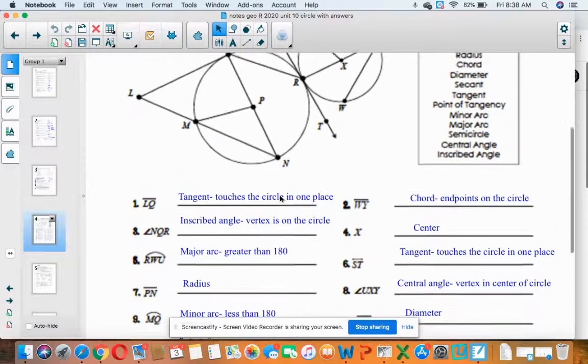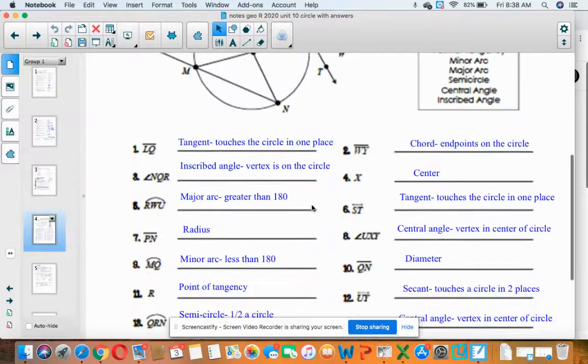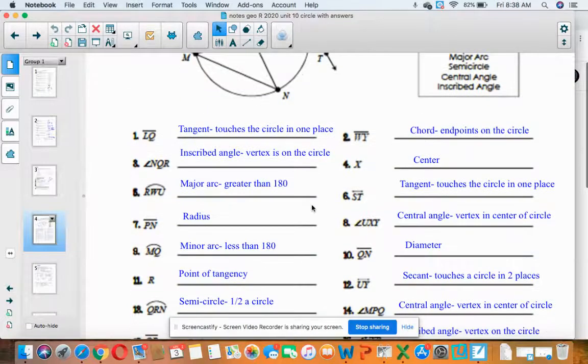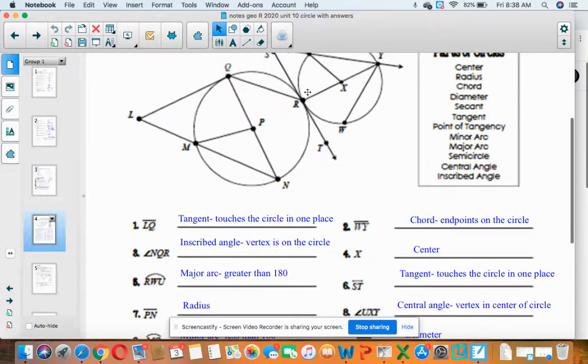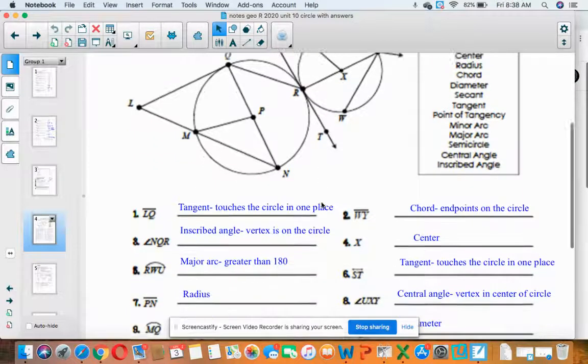QN is a diameter, just to show you QN. QN, it's a chord actually that goes through the center of the circle. So QN right here, QN. R is called the point of tangency, so where that tangent line, ST, actually touches a circle. That point is called the point of tangency.